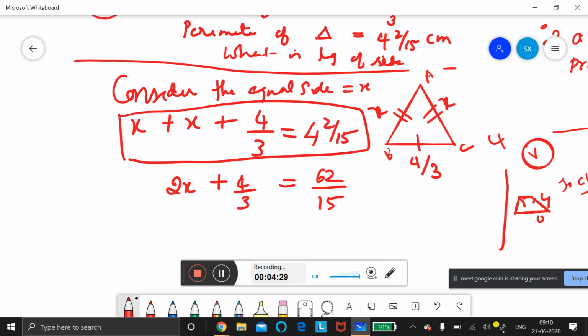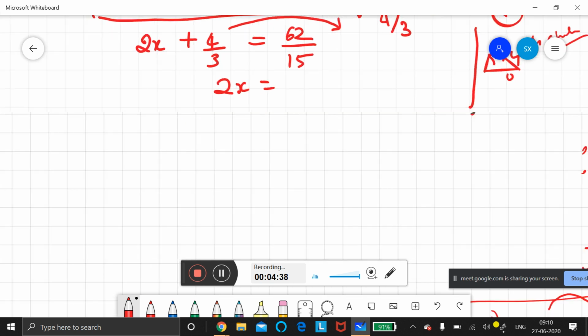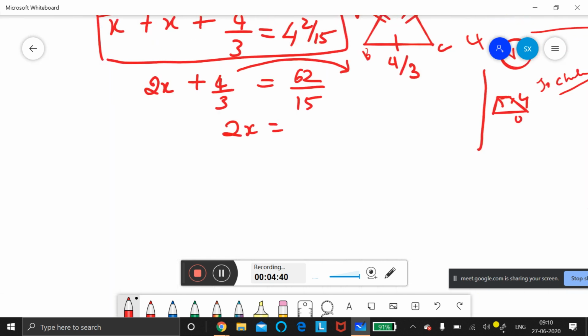Then now you bring this plus 4 by 3 to this side. The easiest method I'm doing. 2x you keep it here only. Don't change the 2x. Only take 4 by 3 after the equal sign. After the equal sign, it will become minus. Because it is like a border, when you are crossing, there should be a change. So plus will become minus.